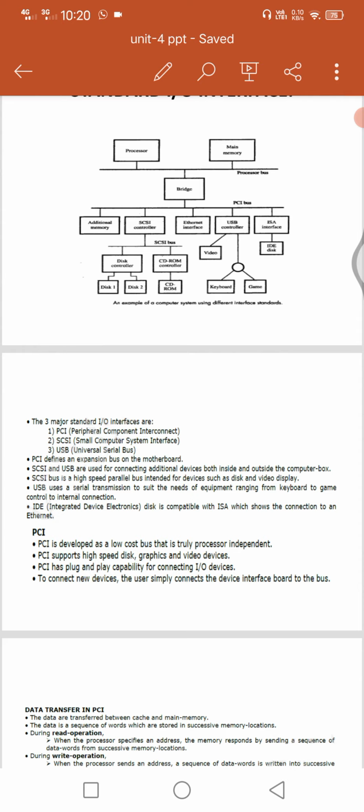Coming to SCSI and USB, they are used for connecting additional devices. With the help of USB and SCSI, there is a possibility to connect additional devices both inside and outside of the computer box. When you observe your CPU, on both sides, front and back, USB connection cables and USB ports are there.